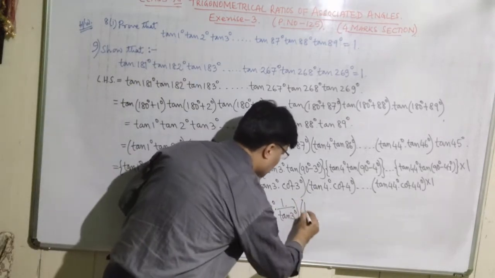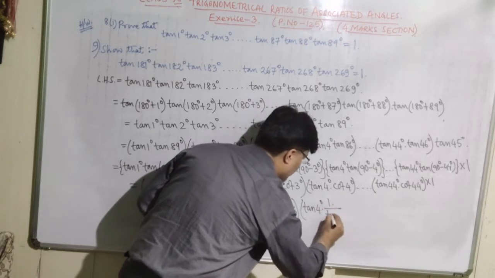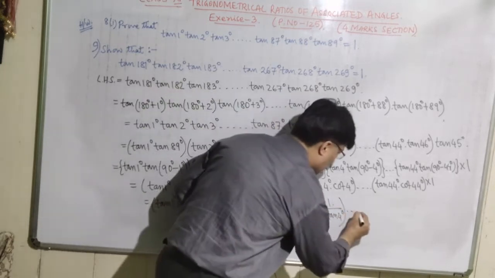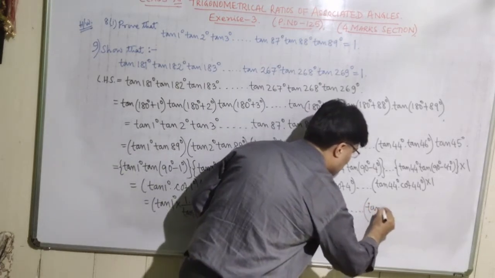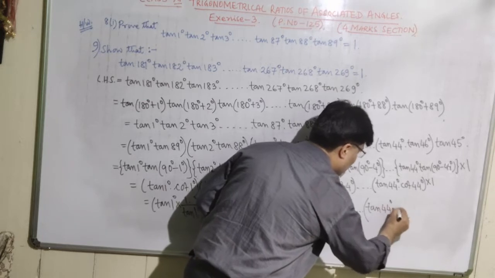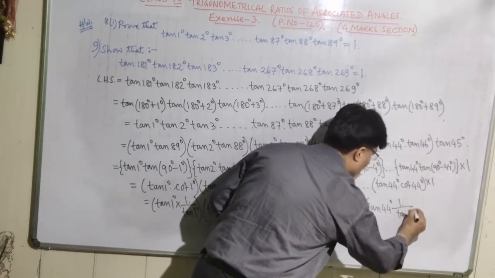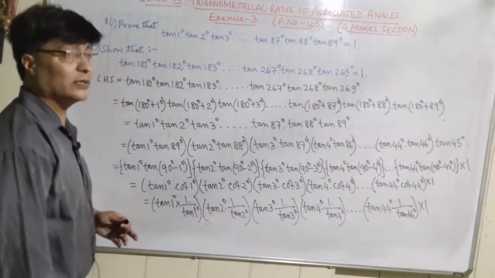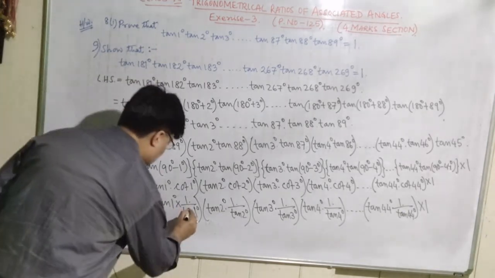Similarly, this is tan 4 degree into 1 by tan 4 degree, dot dot dot. Then what do we write here? It is tan 44 degree into 1 by tan 44 degree into 1. So I think you have understood it. Okay, so now here you can cancel it.